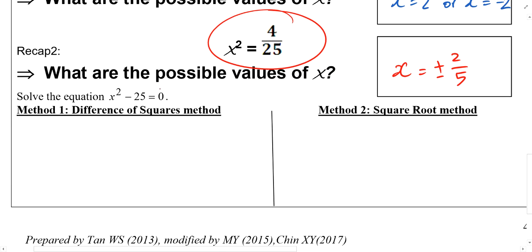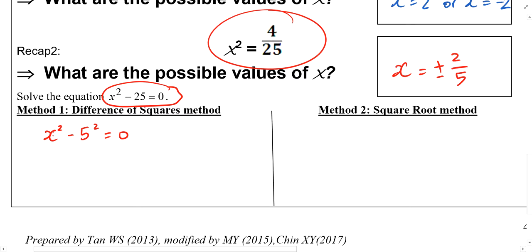Now let's start with this equation. x squared minus 25 equals 0. I want to solve it, meaning I want you to find the value of x such that the left hand side will be equal to the right hand side, which is 0. First method, I noticed that 25 is actually 5 squared. So I have x squared minus 5 squared equals 0.